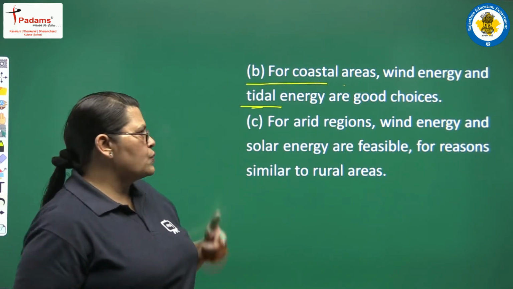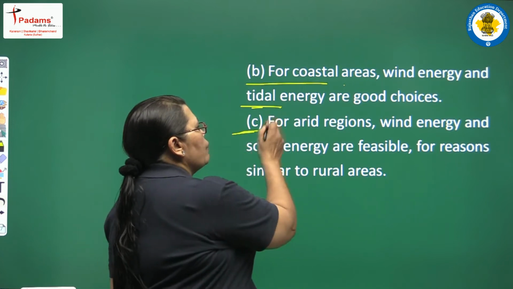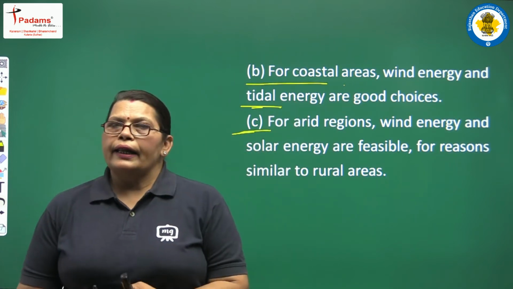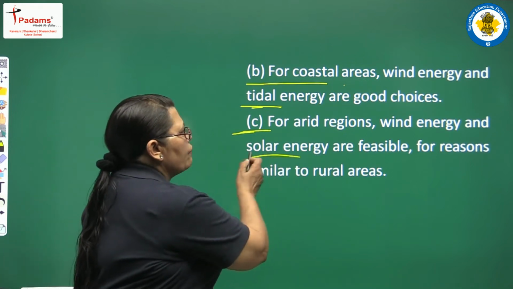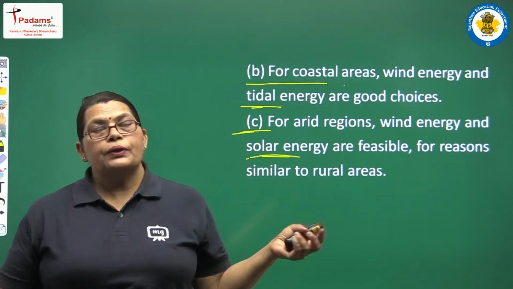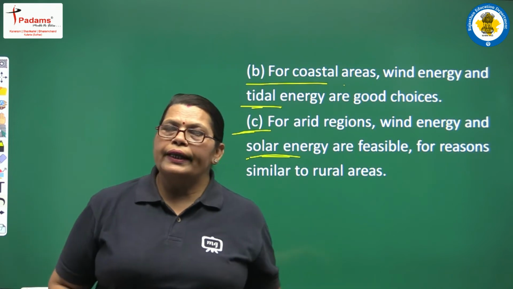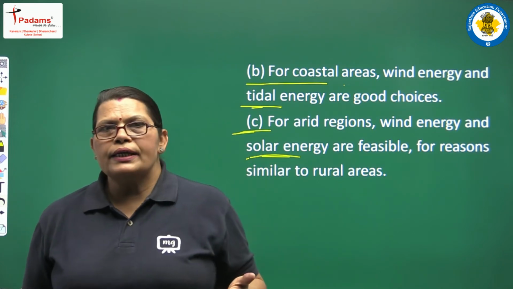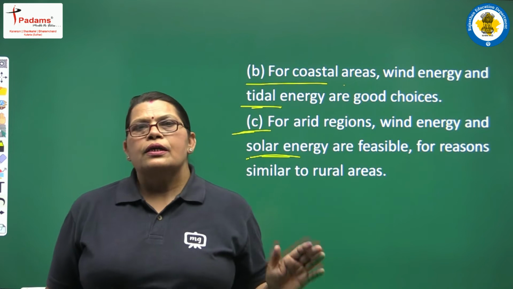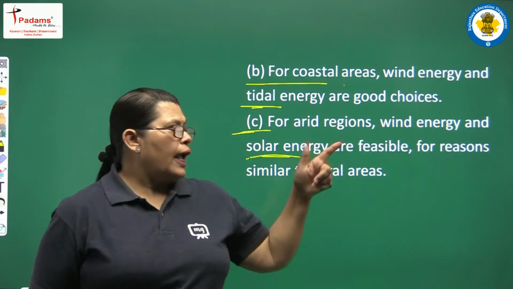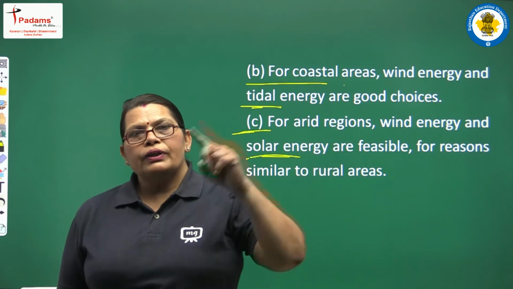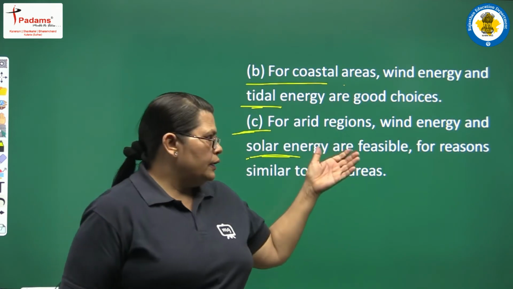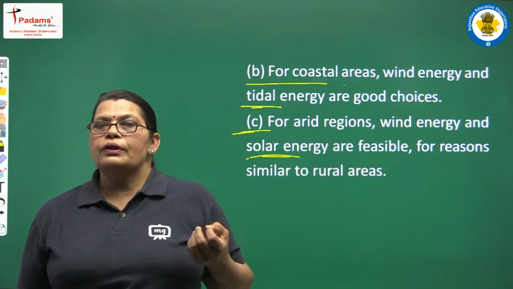And lastly, we are taking the arid regions. In the arid regions, wind energy and solar energy are feasible for reasons similar to the rural areas, because in the rural areas also no large buildings are there, so no obstacles for sunlight as well as for wind energy, because with the high speed of winds, these wind energy and solar systems work.